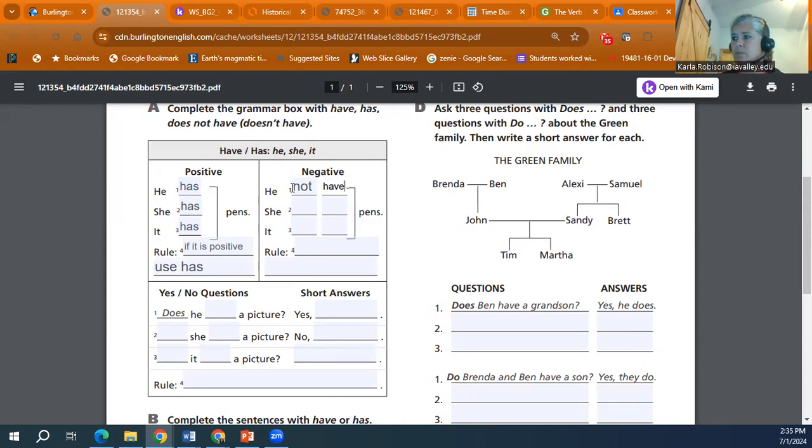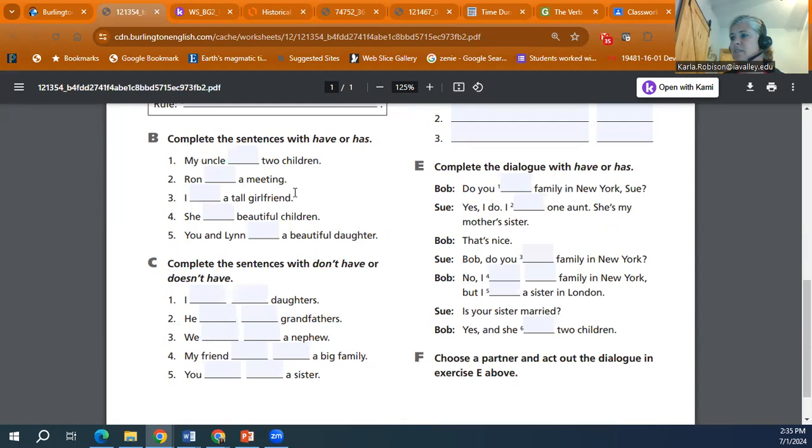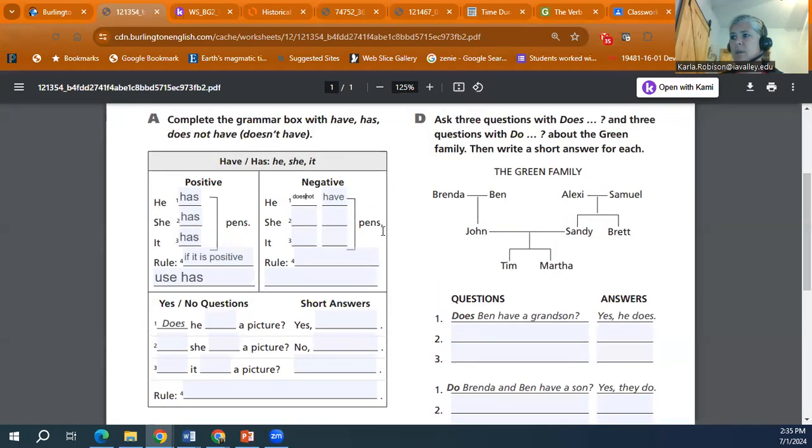He, oops, I forgot my doesn't. My apologies. He does not have pens. Okay. Or you can contract does not into doesn't have. And you always need to use have anytime you have that negative in that sentence, okay? It doesn't have pens. So if it is negative, it means it has a not in it. Okay. You're going to use does not have.